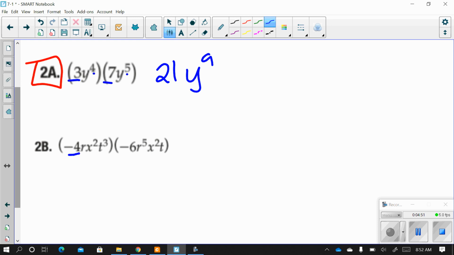Okay, multiply your coefficients. Negative 4 times negative 6 gives me a positive 24. If I look at my r's, remember this one does have an exponent of 1. So 1 plus 5 gives me r to the 6th. Okay, look at my x's. 2 and 2 gives me x to the 4th. Okay, and again, remember this one's not marked, so it has a 1. 3 and 1 gives me t to the 4th.